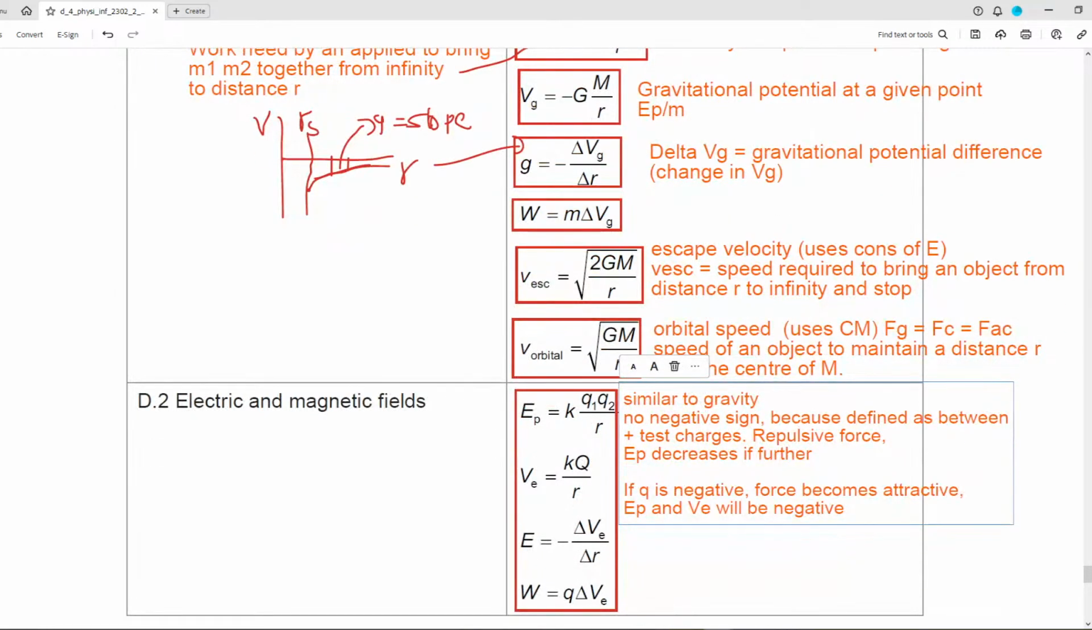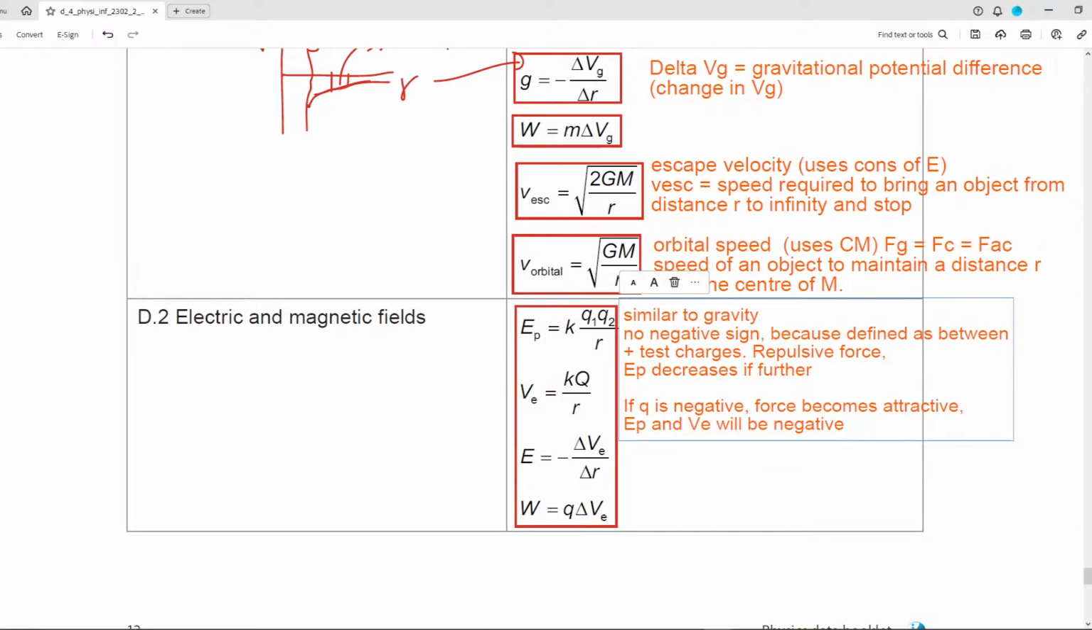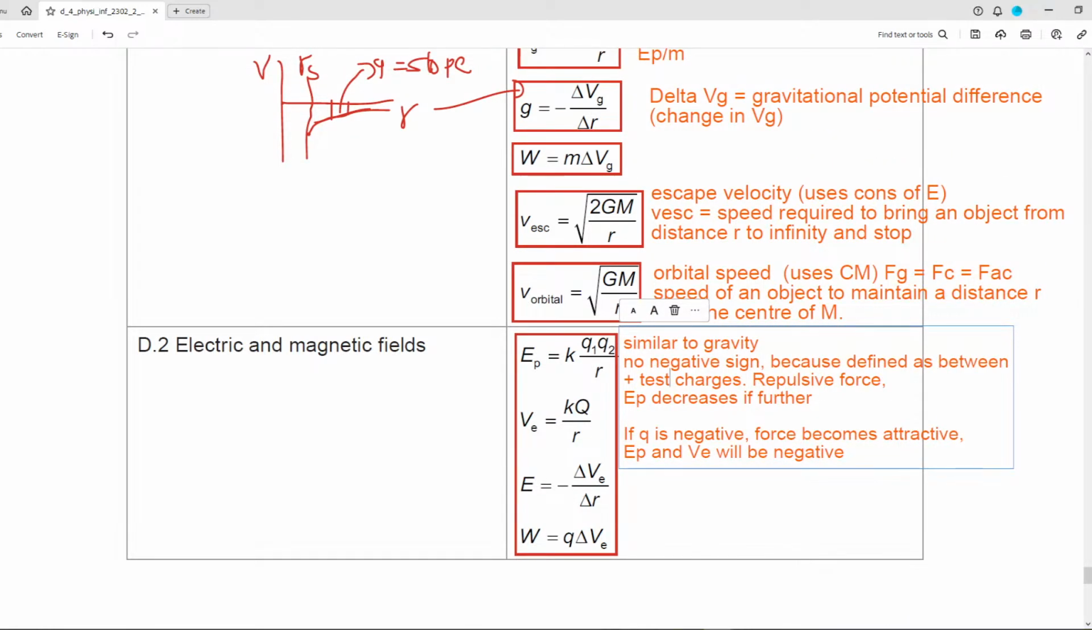However, we still want to make sure that the direction of the electric field is the direction of greatest change. So we still define the field to be the negative change in potential, because a positive charge moves in the direction of the field. As you move, you always move in decreasing potentials. So E is still negative delta V over R. And work, of course, doesn't change at all. That is all taken directly from gravity, except mass changes to charge.